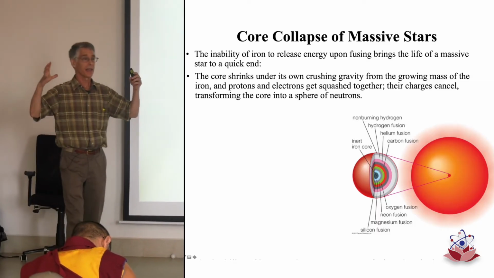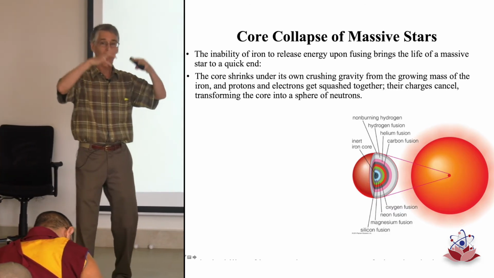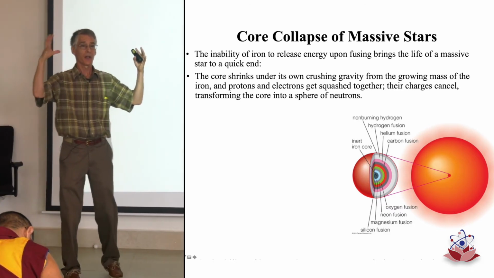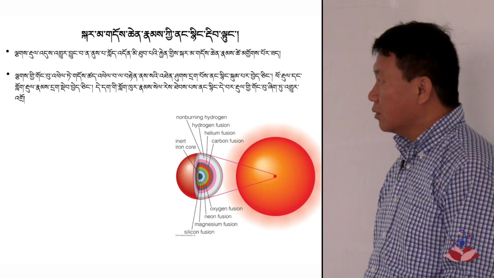So when the gravity gets big enough to squeeze the electrons onto the protons, the core collapses in on itself.